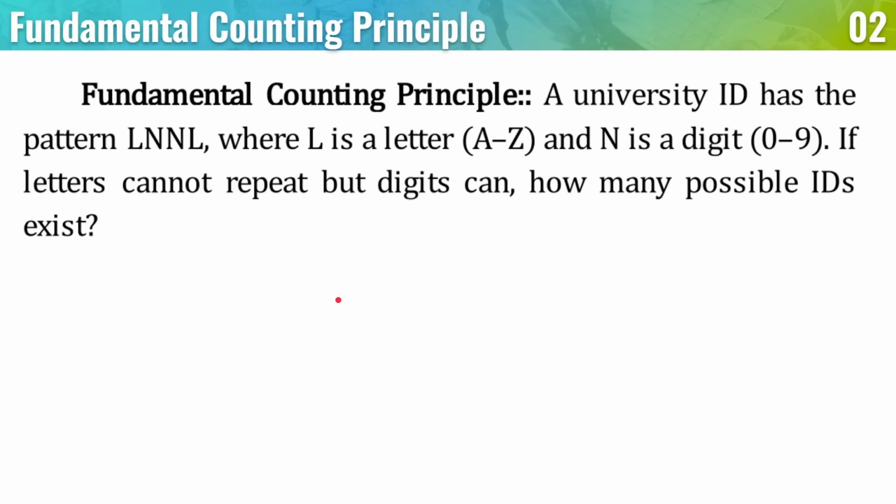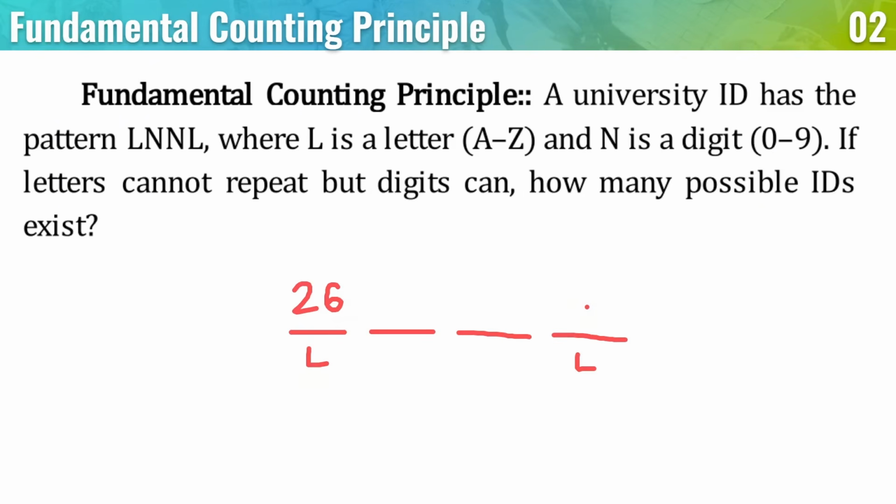So for number 2, a university ID has the pattern LNNL, where L is a letter A to Z and N is a digit 0 to 9. If letters cannot repeat but digits can, how many possible IDs exist? So what you need to do here is have blanks where you will be putting numbers. For the letters represented by L, the first one we have is going to be 26, since there are 26 letters in the English alphabet.